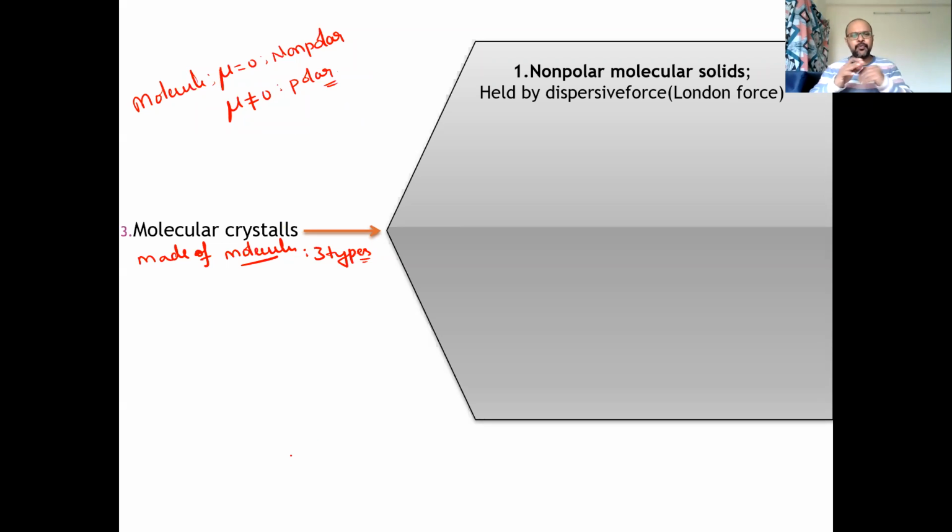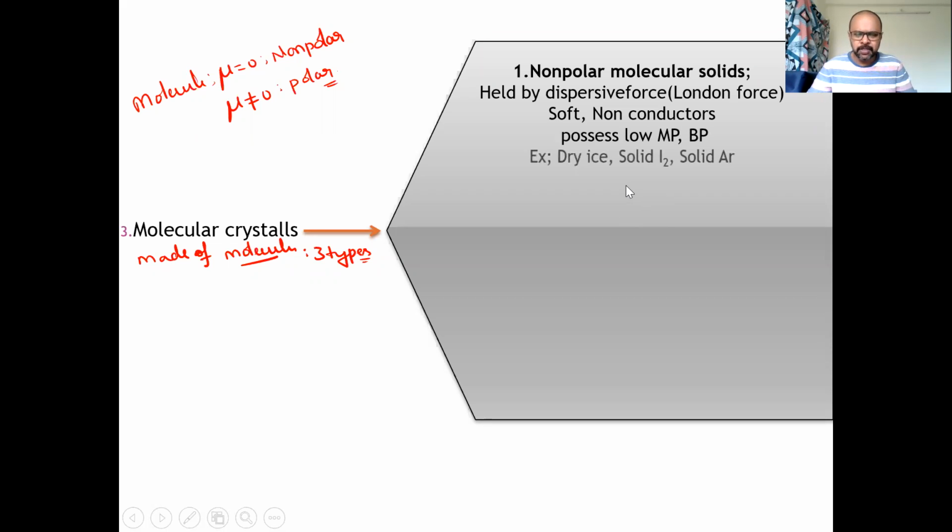We have decided how to find dipole moment based on the structure in the chemical bonding chapter, correct? So this is how polar and non-polar is decided. Carbon dioxide is linear, its dipole moment gets cancelled, mu becomes equal to 0, it is non-polar. They are held by dispersion forces or London forces or induced dipole interaction. Any molecular solid will have these properties in common: soft and non-conductors, because they don't contain ions. They possess low melting and boiling points.